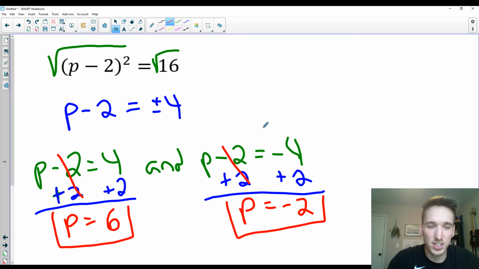Tomorrow's lesson, it's going to start making sense why we have 2 answers. And we're going to look graphically. We're going to look at quadratics graphed, right? The parabolas. And you're going to actually be able to visualize why these things have 2 answers or 2 solutions, right? And that'll start making more sense tomorrow.